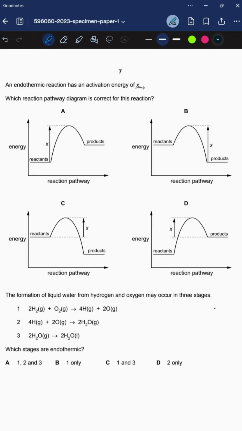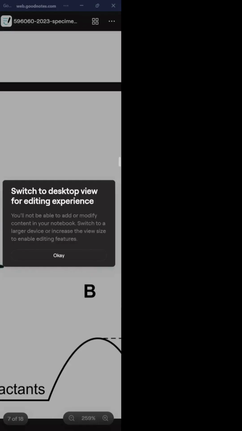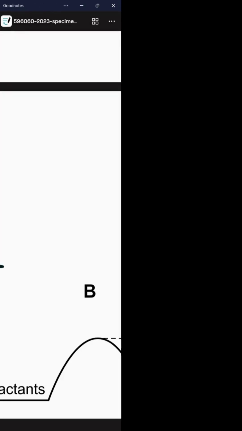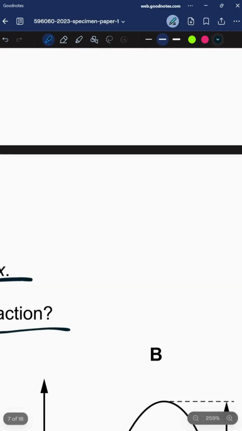An endothermic reaction has an activation energy of X. Which reaction path diagram is correct for this reaction? So we know that the reaction is endothermic. And let me just clear that before moving further, an endothermic reaction.